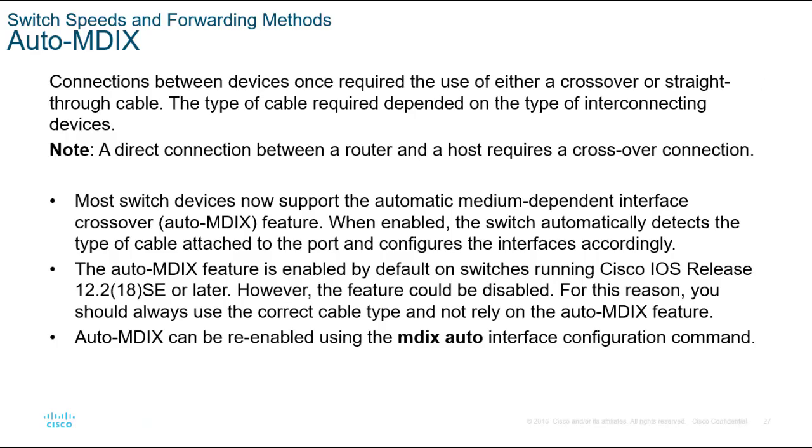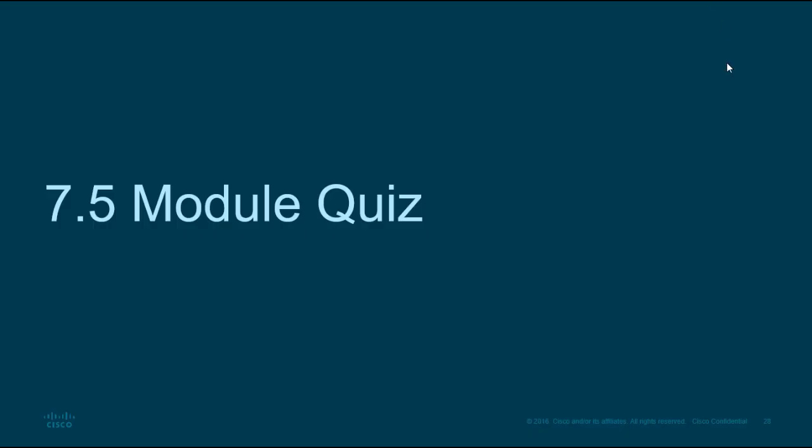Nowadays, most switches support the Automatic Medium Dependent Interface Crossover, or Auto-MDIX feature. With MDIX enabled, the switch automatically detects the type of cable attached to the port and configures the interfaces accordingly. Therefore, you can use either a crossover or a straight-through cable for connections to a copper 10, 100, 1000 meg port on the switch, regardless of the type of device on the other end of the connection. The Auto-MDIX feature is enabled by default on switches running Cisco IOS release 12.2.18 SE or later. It's a good practice, though, to use the correct cable type.